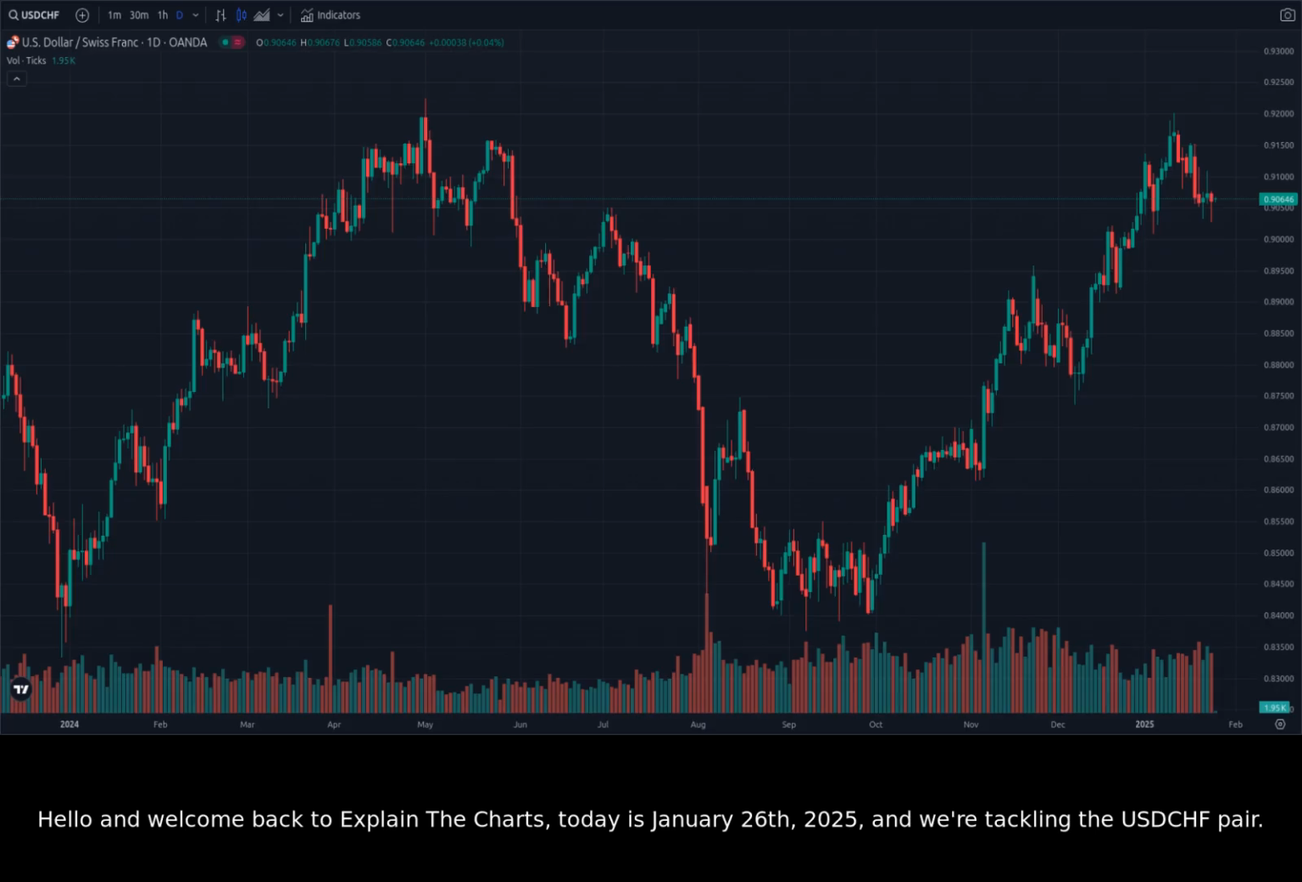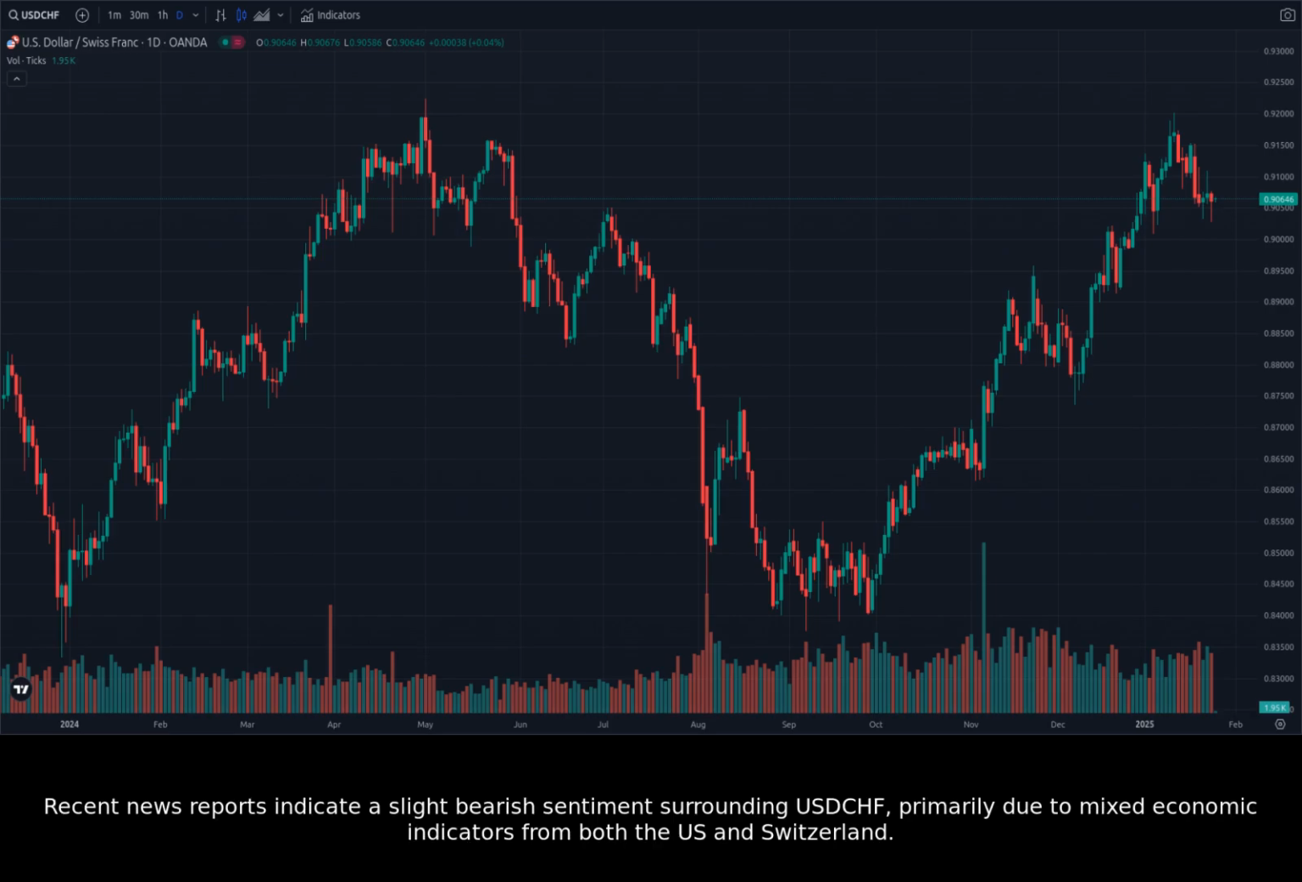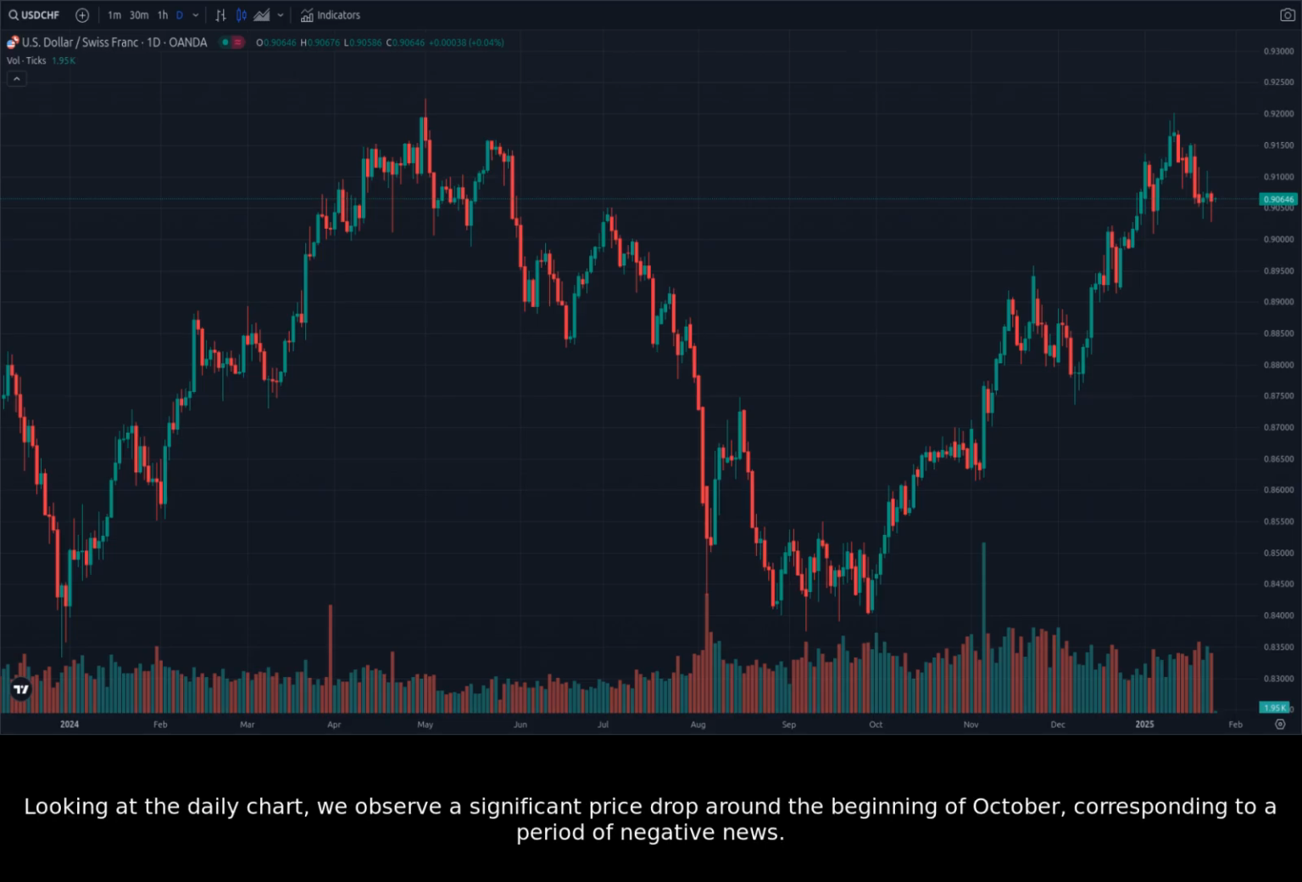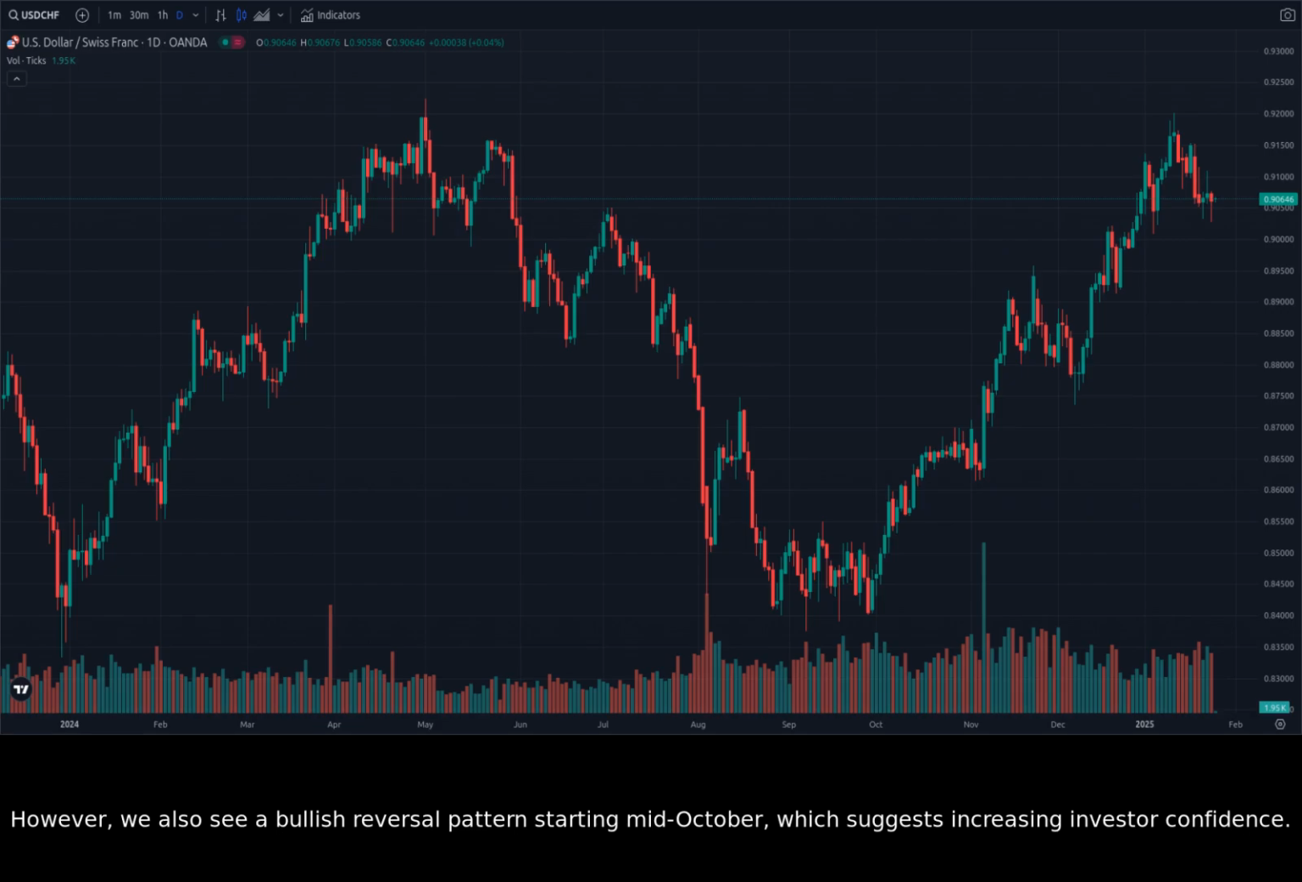Today is January 26th, 2025, and we're tackling the USDCHF pair. Recent news reports indicate a slight bearish sentiment surrounding USDCHF, primarily due to mixed economic indicators from both the US and Switzerland. Looking at the daily chart, we observe a significant price drop around the beginning of October, corresponding to a period of negative news. However, we also see a bullish reversal pattern starting mid-October, which suggests increasing investor confidence.